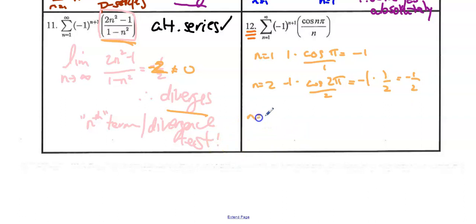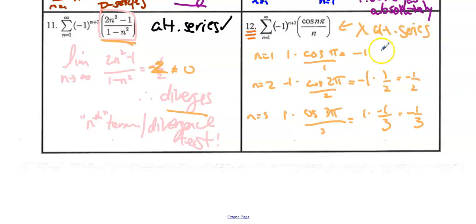And then for our last example here, we're going to get n equals 3. And n equals 3 is going to give you a positive 1, and it's going to be cosine of 3 pi over 3. Well, this is going to equal 1 times, well, this is actually -1 over 3, which is going to give you a negative 1/3. So you can see for this exact example, this is not an alternating series.